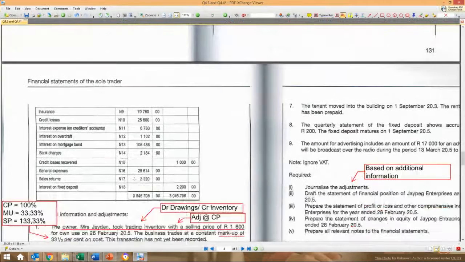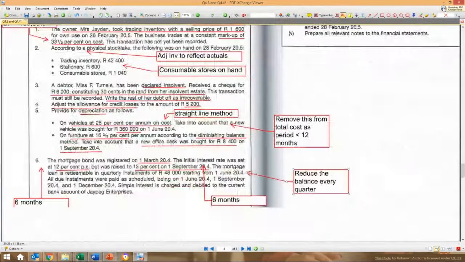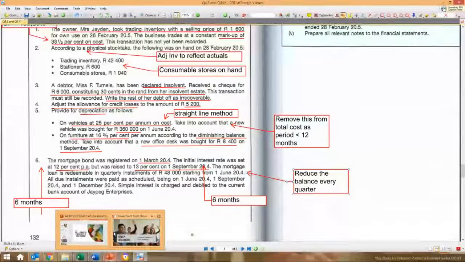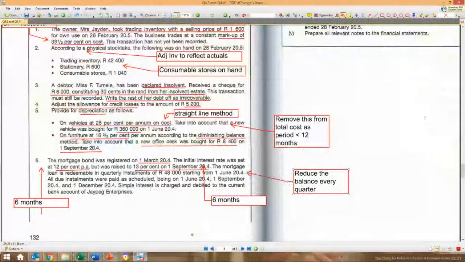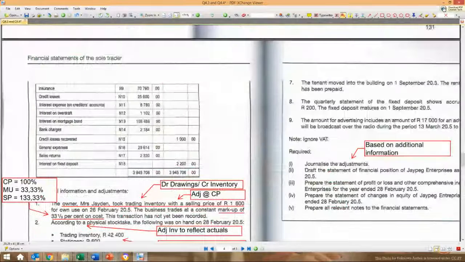Okay, I see we are out of time for today. For homework, I want you to finish question 4.4. I will discuss the rest of it in class to make sure that you understand what's happening, but I want you to do the additional entries 7, 8, and 9, and then try to do the statement of financial position, statement of profit and loss, statement of changes in equity, and the notes.